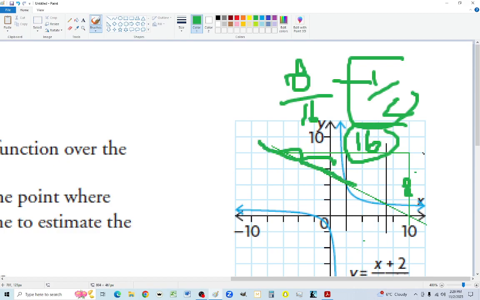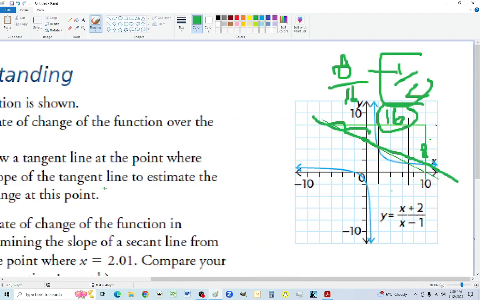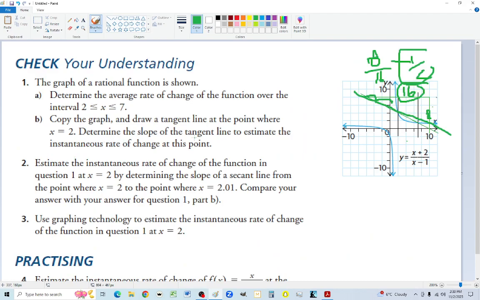And it's negative because a line that goes down like that is a negative slope. Copy the graph and draw a tangent line at the point x is equal to 2. Okay, so let's remove all our work.